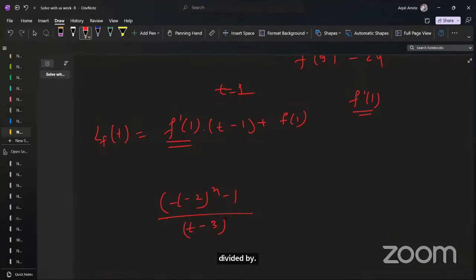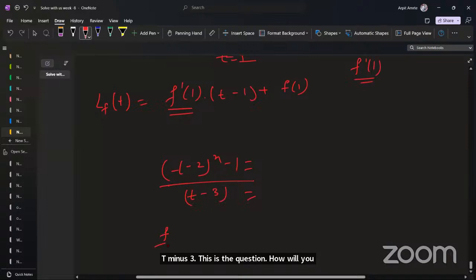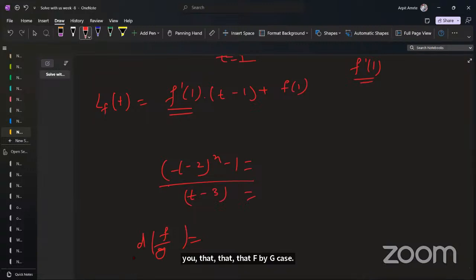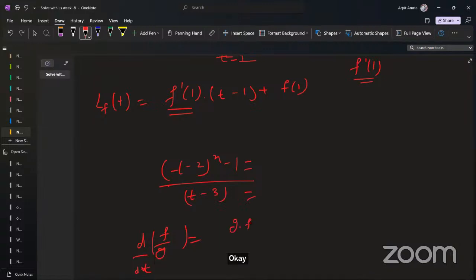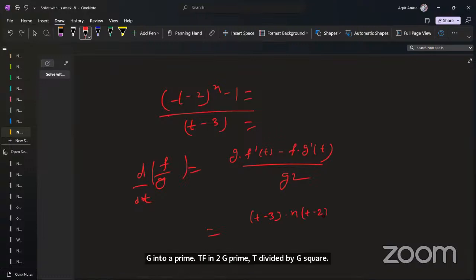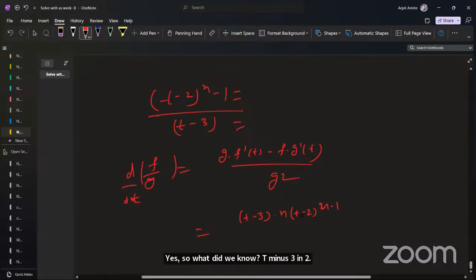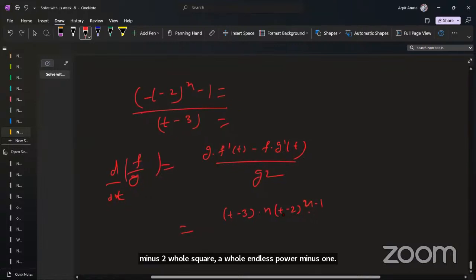How will you differentiate? You have a numerator function and a denominator function, the f by g case. So what is the formula for this? d/dt of f by g is (g times f prime minus f times g prime) divided by g square. So it will be (t minus 3) into n into (t minus 2) raised to the power n minus 1, and then the inside function's derivative will be 1 only.